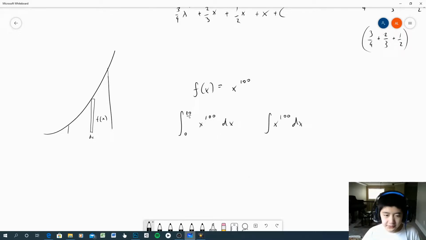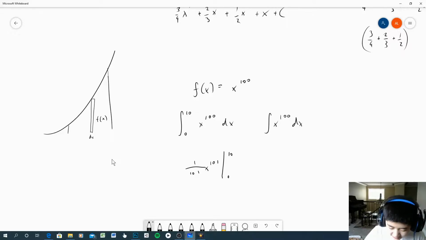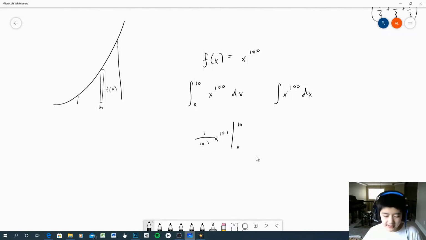So what's the antiderivative of this function? 100 plus 1 is 101. And we have to take 1 over 101. And then we have our line, 10, and 0. And just by looking at this, we can tell that it's going to be quite massive, which would basically give us 101 over 101 times 10 to the power of 101. And since this number is going to be super huge, we don't have to calculate it, but this can just be calculated by somebody else, or the answer can be left like that.